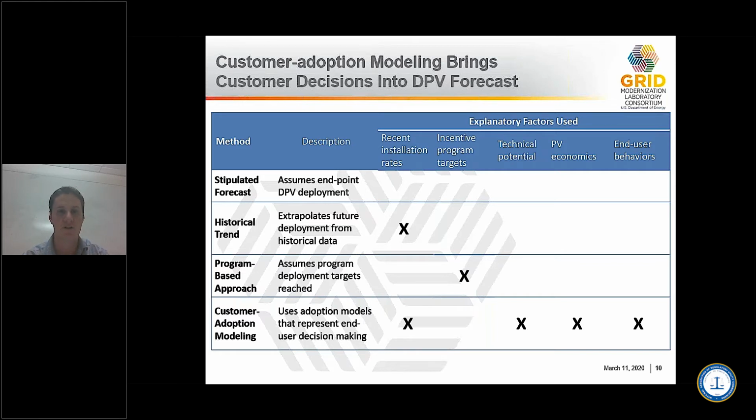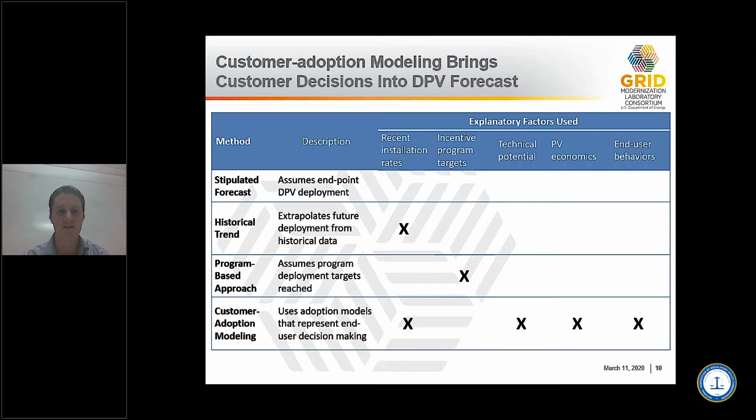Next, historical trend, which is another way of saying a time series forecast. So we extrapolate future deployment from historical data. I don't think that's a terrible method, but I don't think it will do well for a forecast more than a few years out. It's perfectly fine to make a near-term forecast based on historical trends, but the real question is, how does the system change and evolve over time, which a time series forecast can't quite do.